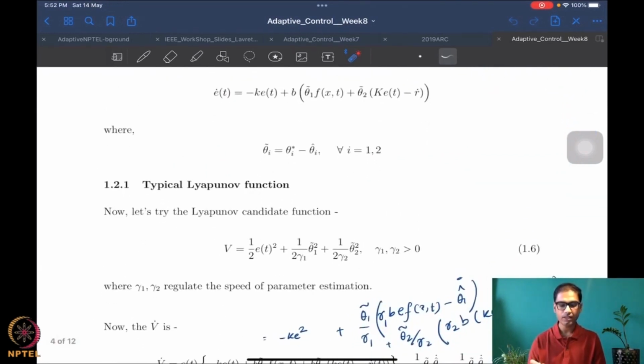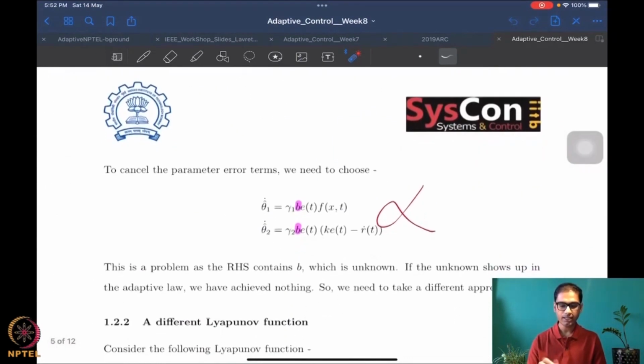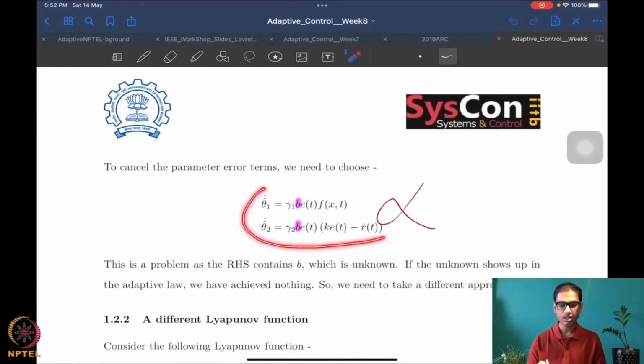Now, we started with a standard Lyapunov function, which involves taking the known case Lyapunov function and adding quadratic terms corresponding to the unknown parameter. But we quickly realized that this leads us to a non-implementability issue, where the unknown parameter itself starts to appear in the update law, right? Which is absolutely not allowed, because that is essentially what we are trying to compensate for.